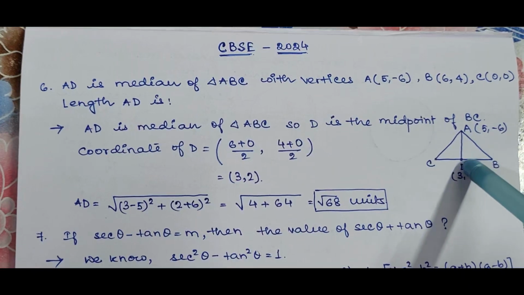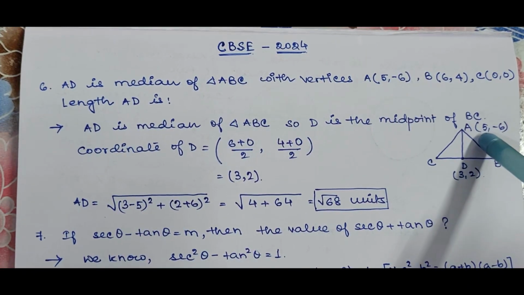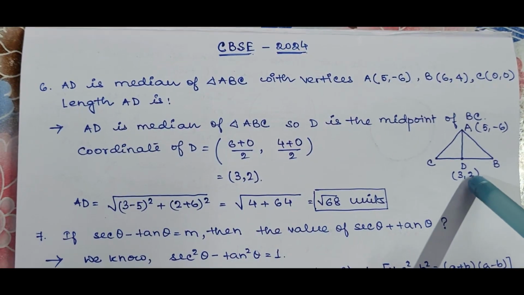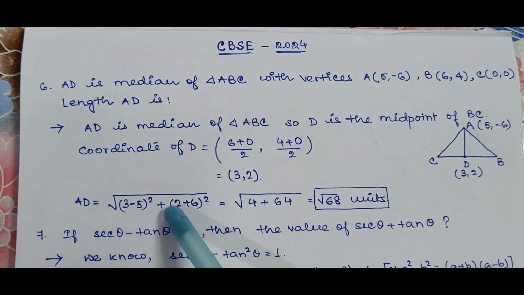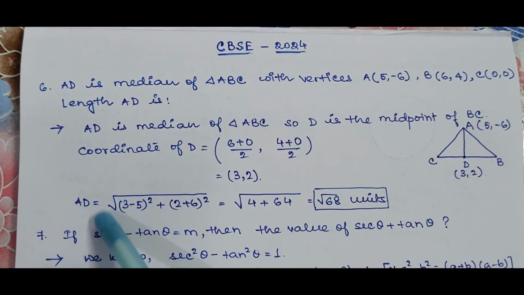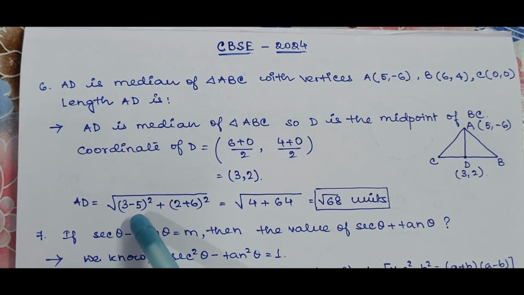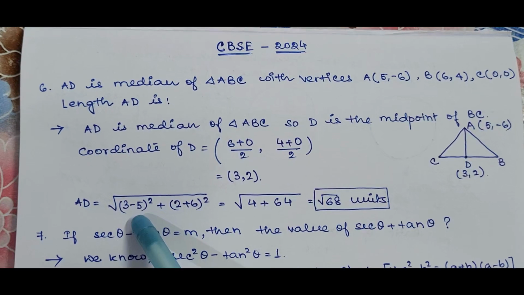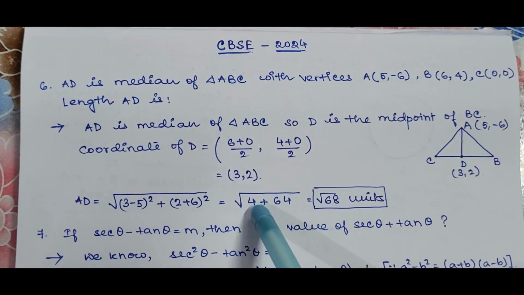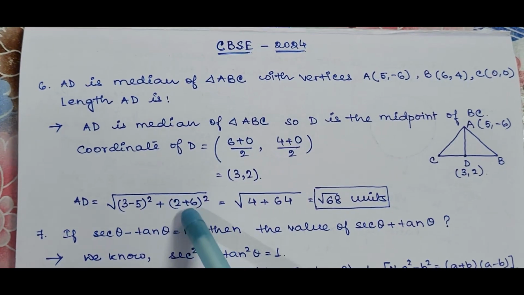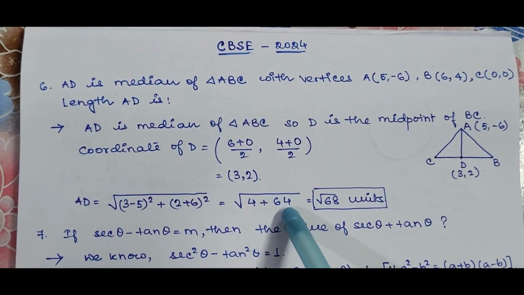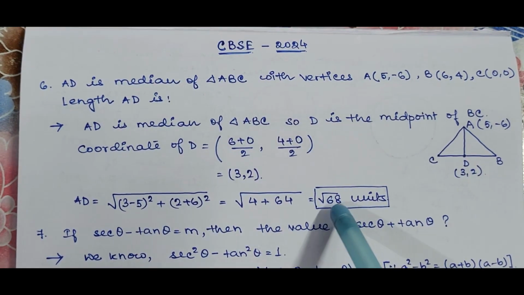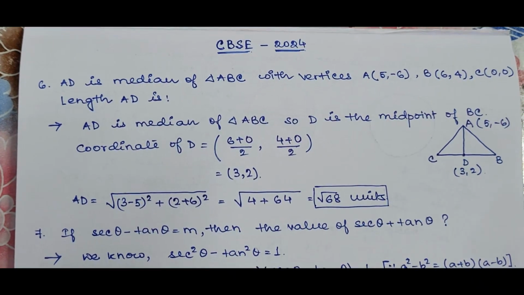Now the length of AD is the square root of (3 minus 5) whole square plus (2 minus of minus 6), which is 2 plus 6, whole square. 3 minus 5 is minus 2, and its square is 4. 6 plus 2 is 8, so 8 square is 64. So this is the square root of 64 plus 4, which is 68, so root over 68 units.